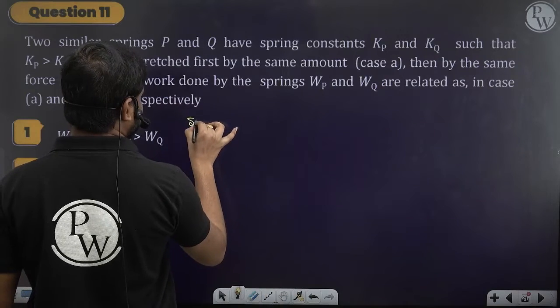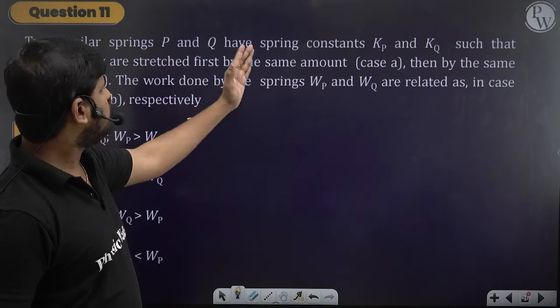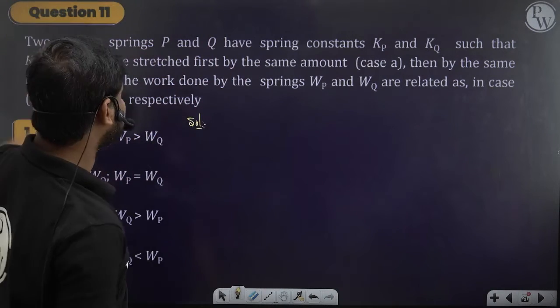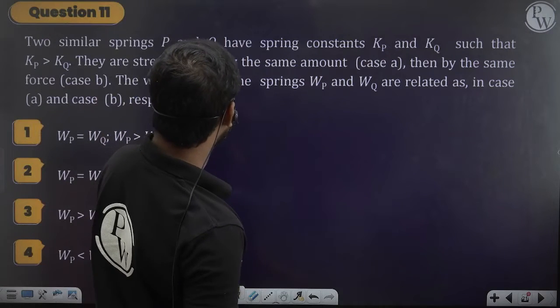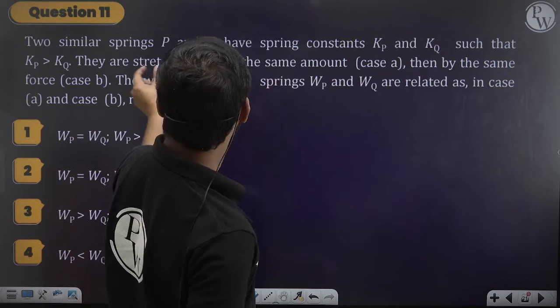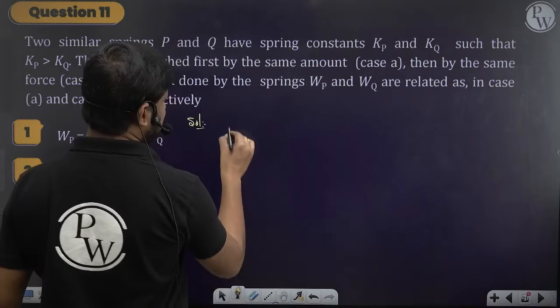So the next question, what does the question say? Two similar springs P and Q have spring constants Kp and Kq such that Kp is greater than Kq. They are stretched first by the same amount, then by the same force.